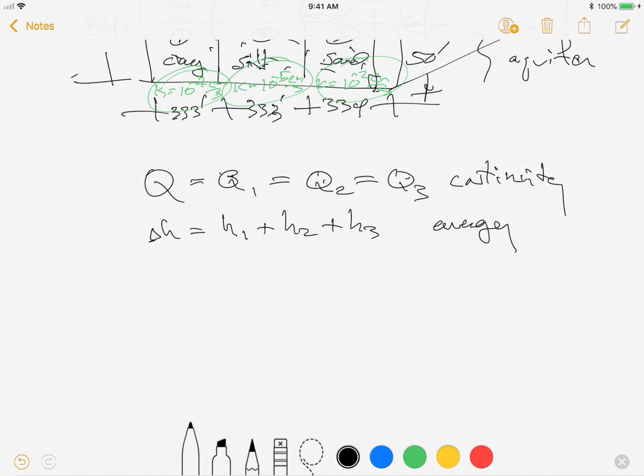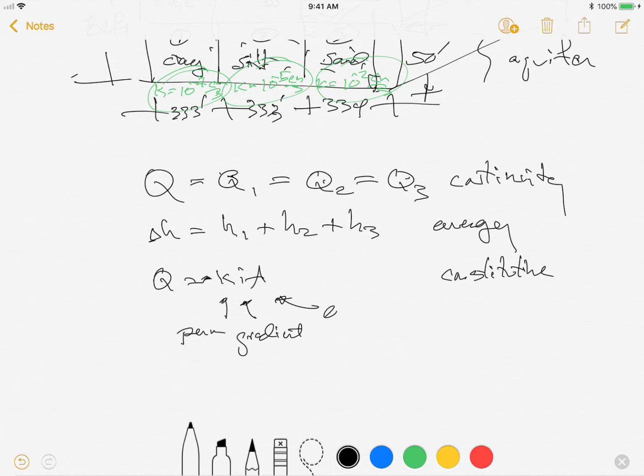Okay, now we have one more concept that we're going to use, and this is constitutive. So what is constitutive? It means that this is a property that defines the material. In order to use constitutive, we're going to use Darcy's law. So Q is equal to KIA. And remember, that's negative, but it'll be applied equally to each one of them, so it doesn't really matter. So this is the constitutive relationship. Remember, K is our permeability, I is our gradient, and A is our area.